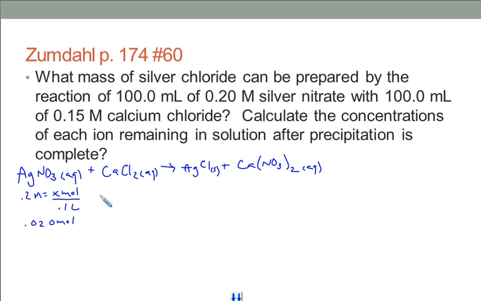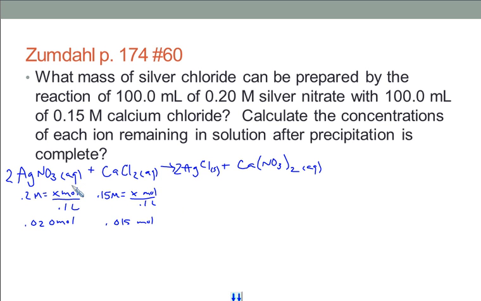You repeat the same process with your calcium chloride. You have 0.15 molar calcium chloride. How many moles of calcium chloride do you start with if you have 0.1 liters, again, of calcium chloride? When you do this calculation, you have 0.015 moles of calcium chloride to start. Again, I forgot to balance. So balancing, I have 2 here and 2 here to make this a balanced chemical equation.